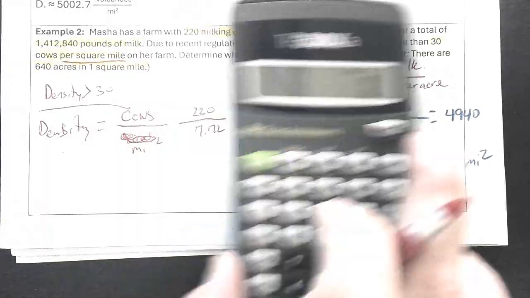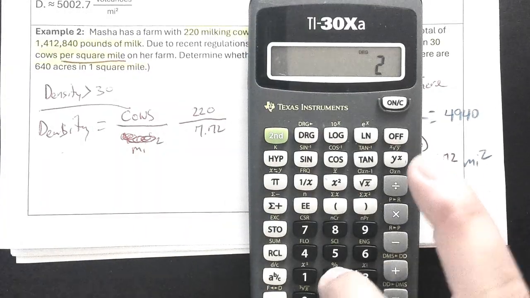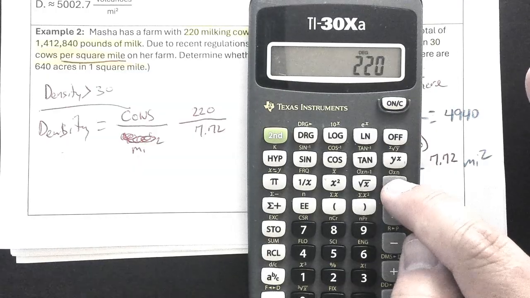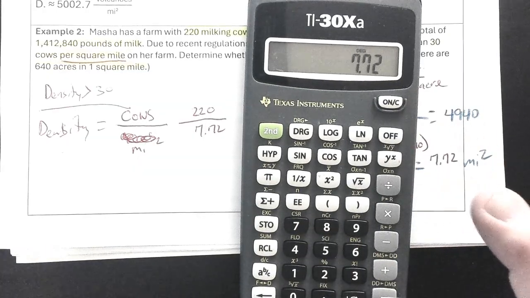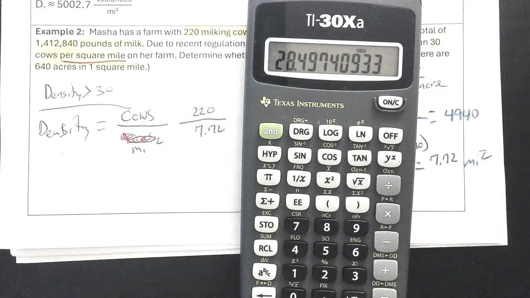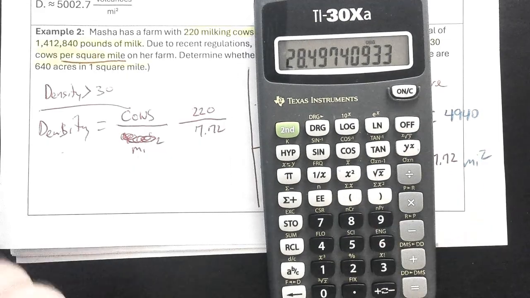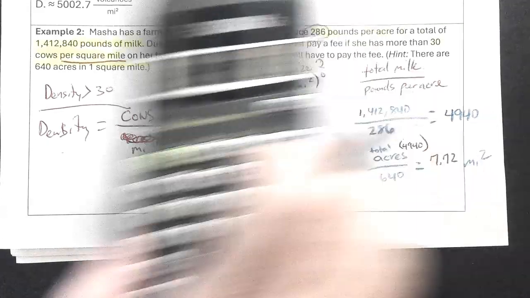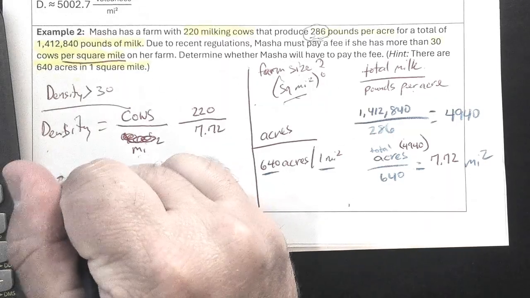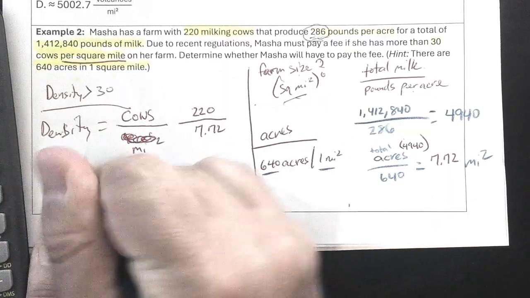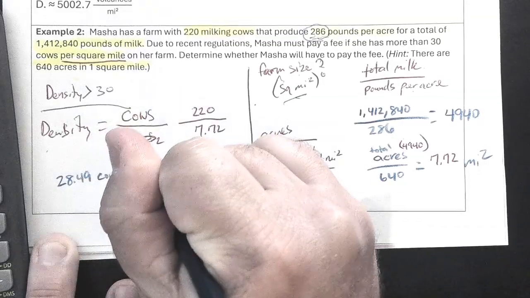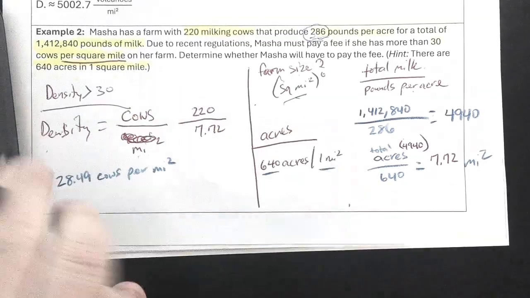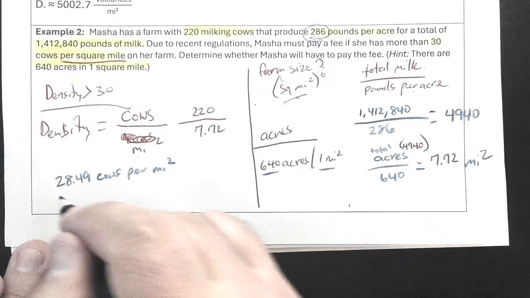So now, calculator. So cows, 220. That hasn't changed. And then the farm is 7.72 miles squared. So she has, drum roll please, sorry, so it's going to be 28.49 cows per square mile.